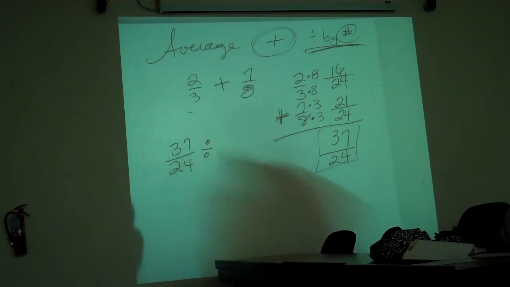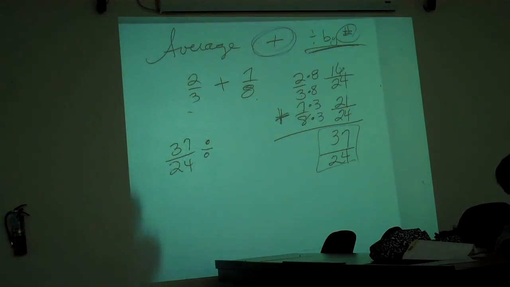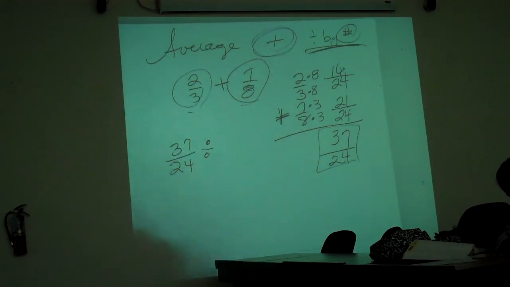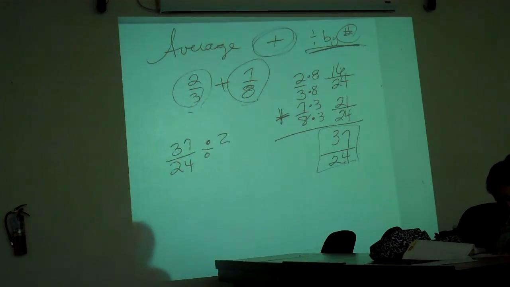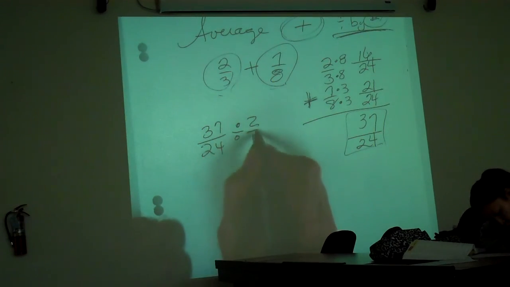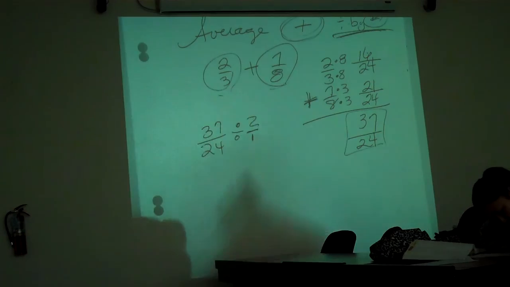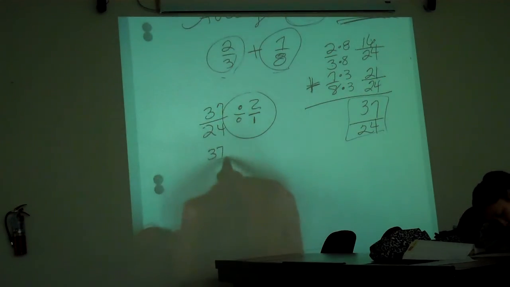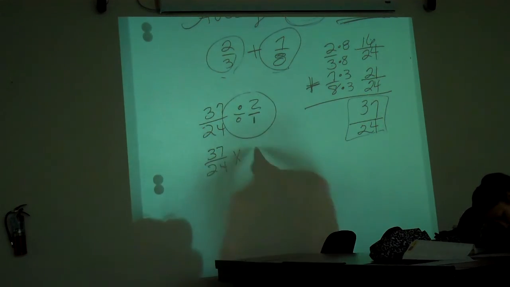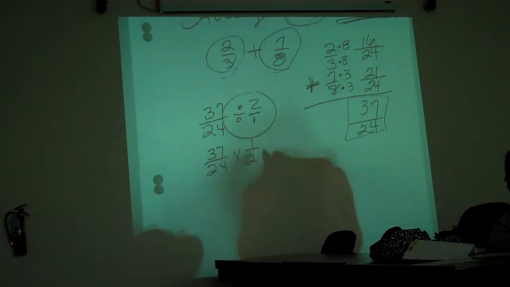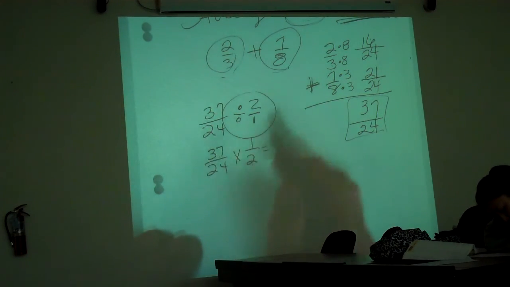We need to divide by how many numbers? There were 2 numbers that we're getting the average of. So we have to divide by 2. Dividing by a fraction, you need to go ahead and make that 2 over 1 because you're going to be flipping it over. Leave the 37 over 24. We're going to multiply by what? 1/2. 1/2. Nothing that we can divide there. Can't divide those by 2.